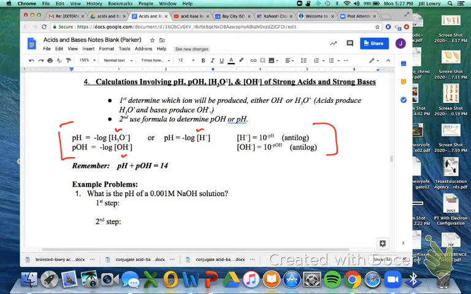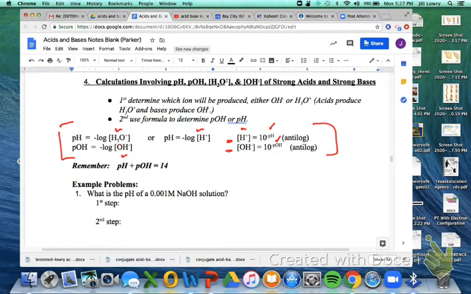And then if I have my pH or my pOH, I can use those to reverse and find those molarities of my hydronium or my hydroxide. And that's called your anti-log. So if I knew what my pH was, I could take 10, raise it to the negative pH, and that would give me my hydronium concentration.